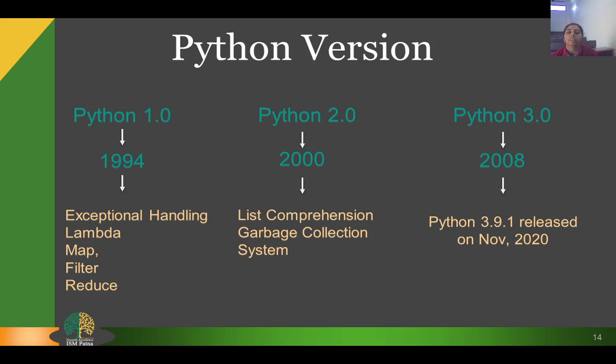Now the Python version. Its first version was released in 1994, the second was released in 2000, and the third was released in 2008. The most recent version of the Python is Python 3.9.1, which was released in November 2020.